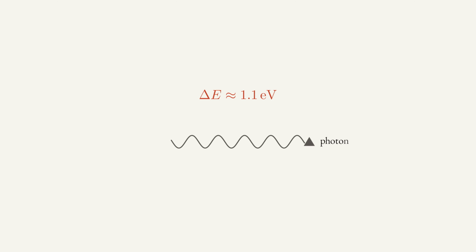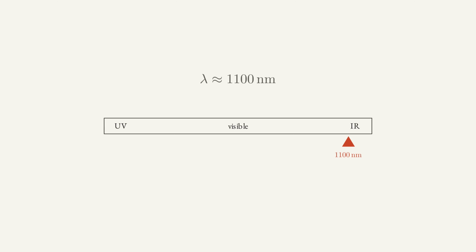That energy leaves as a single photon. Its wavelength is hc over E, about 1100 nanometers. Near-infrared light set entirely by the size of the box.